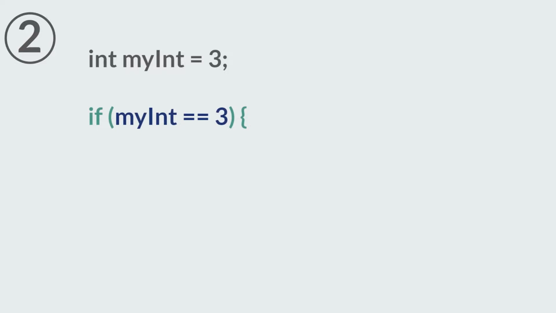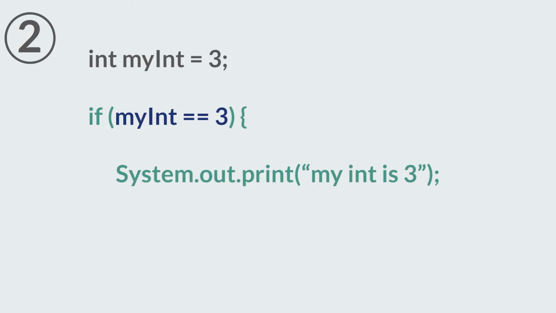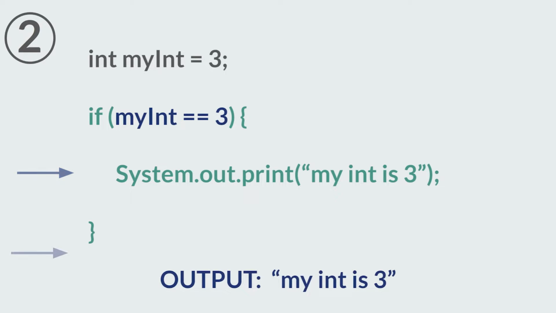Using these in examples, we can set an integer myInt equals 3, and we'll do an if statement: if myInt equals 3, using the equal sign that we mentioned earlier, then print out myInt is 3. As you can see here, since we're comparing the value of myInt to 3, and they are actually equal, it'll return a true value. So we'll go inside the if statement and print out myInt is 3.